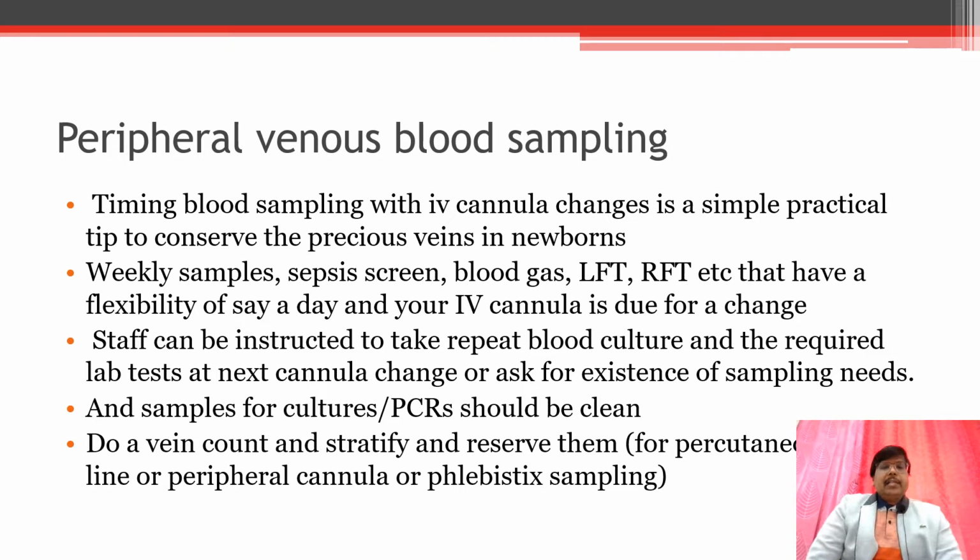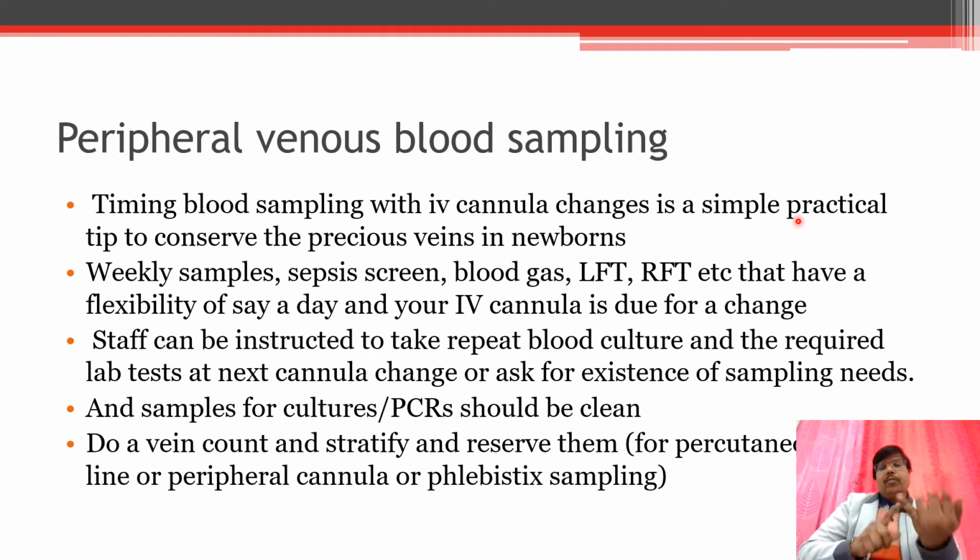Next slide. Peripheral venous blood sampling. Timing of blood sampling with IV cannula changes is a simple practical tip to conserve the precious veins in newborns. As a consultant, I do a vein count on the first day and then on every subsequent occasion, because veins are precious. They are needed for IV cannulation, even for nutrition. Percutaneous long line insertion is an essential, life-saving procedure for the baby because it feeds the baby, especially for very tiny babies who need to be grown.